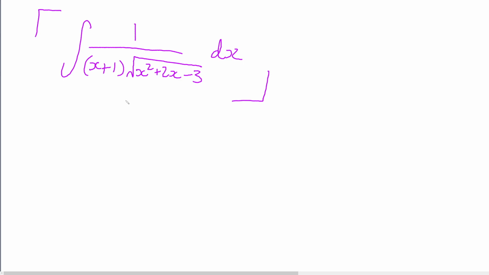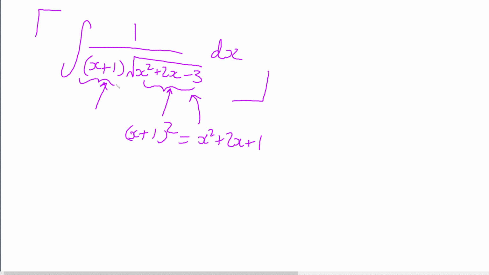The first thing I noticed when I saw this kind of integral was that there was an x plus 1 here, and what looks similar to x plus 1 squared, x plus 1 squared being x squared plus 2x plus 1, inside this square root. So it seemed like you had something, and then something similar to this something squared in a square root. But anyway, I knew those two polynomials were related somehow.